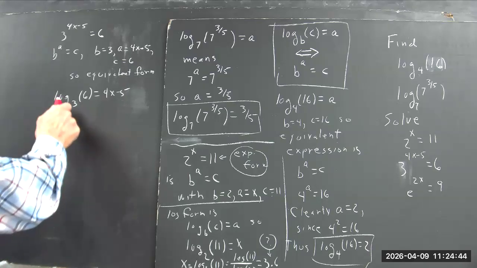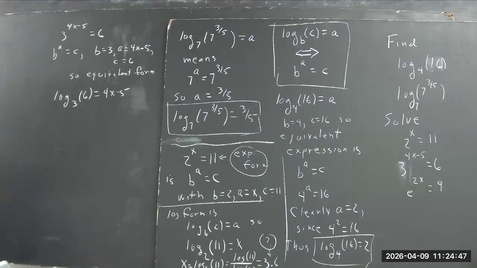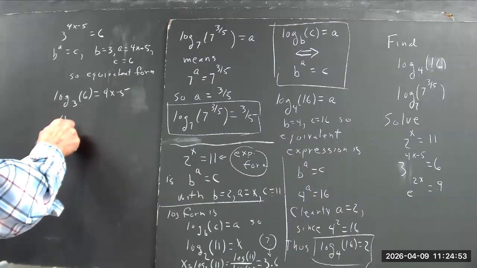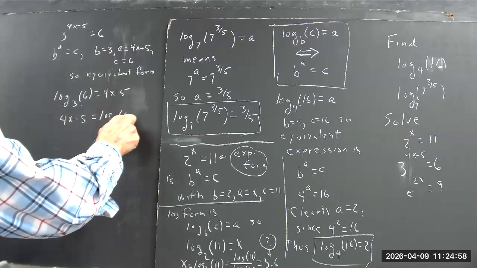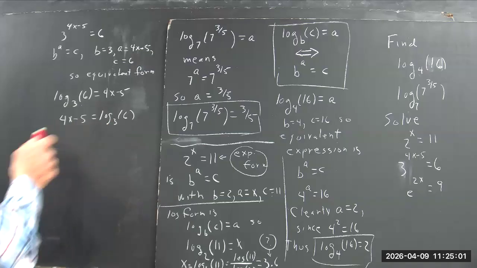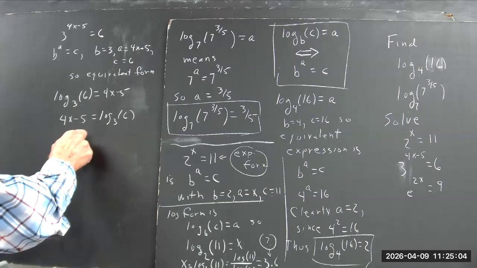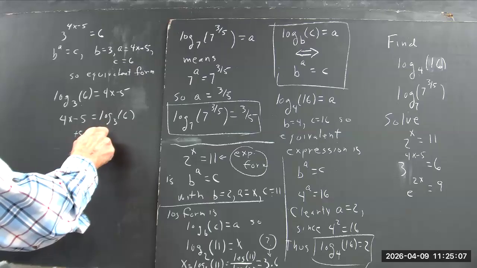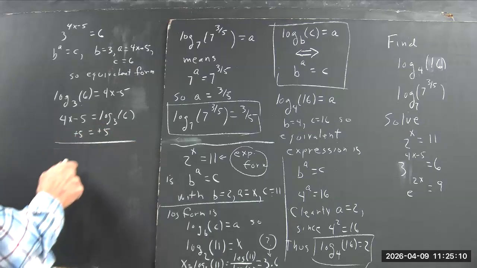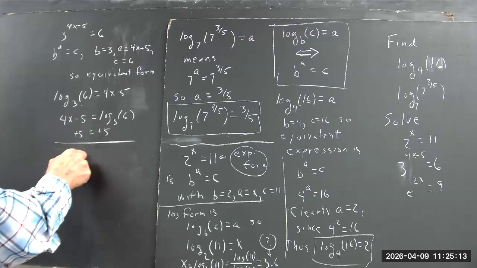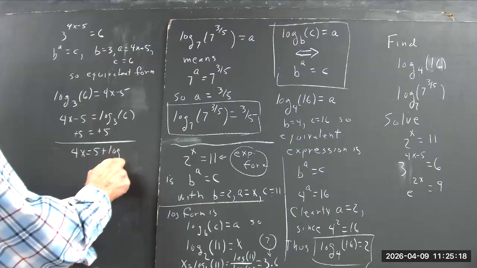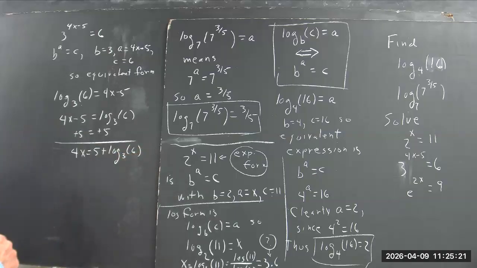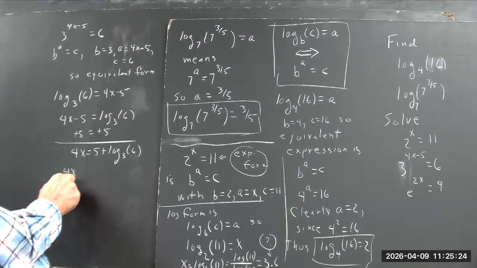Now, as I said in the video last time, log base 3 of 6 is just a number. Just treat that as a symbol. Let's put this in the form where the x is on the left, log base 3 of 6 on the right. 4x minus 5 equals log base 3 of 6. People like to add the equation 5 equals 5, or say plus 5 equals plus 5. And when we add these two equations, we get 4x equals 5 plus log base 3 of 6. And then we divide both sides by 4.